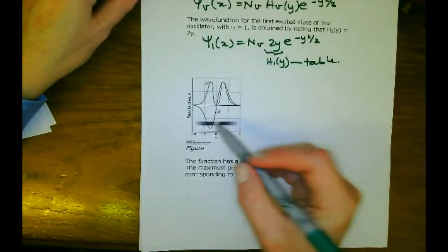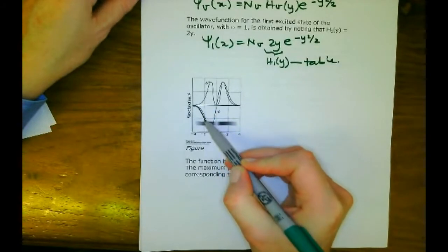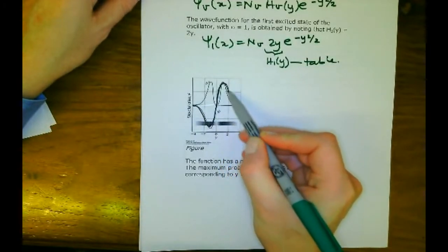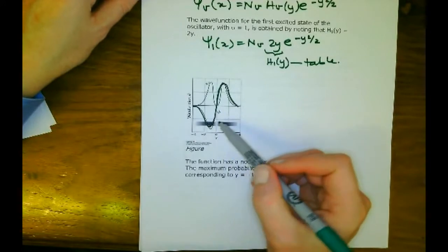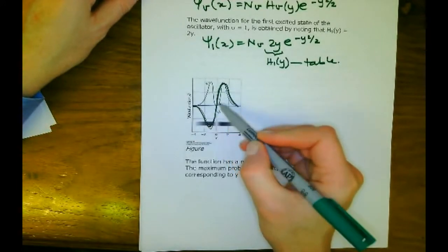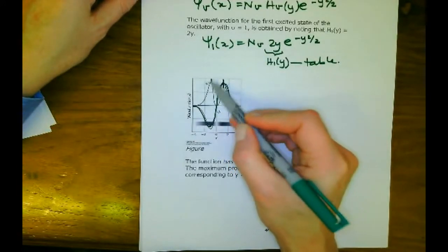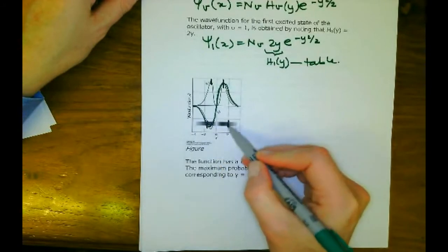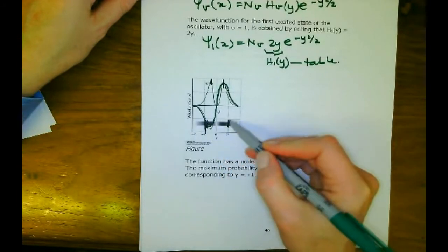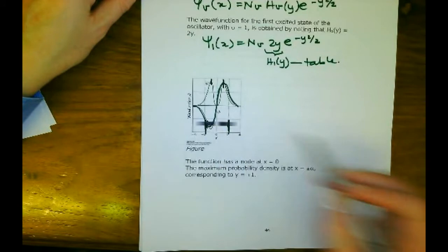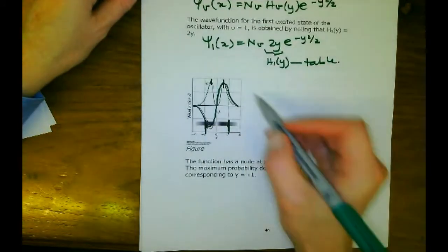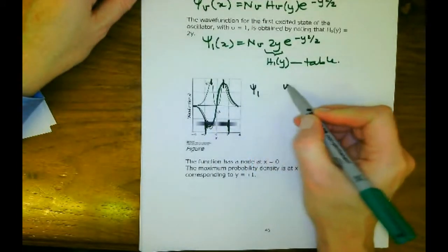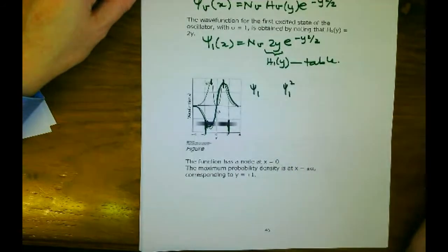Okay, looking at the first excited state, if you plot the wave function, it looks like that. It actually goes negative and positive. The square of the wave function gives you those two peaks, and the highest probability are at those 2 points, the highest probabilities. So there we have the wave function 1 and the square of the wave function 1.